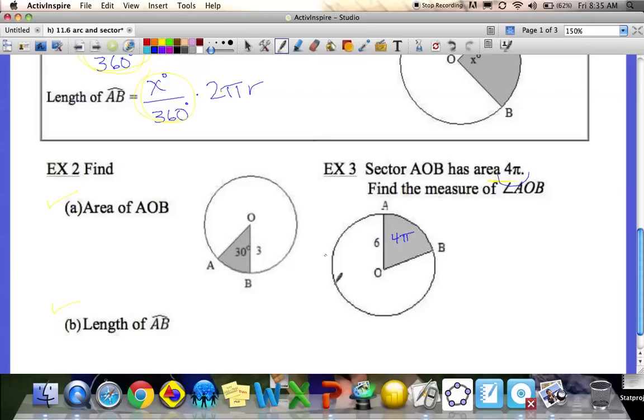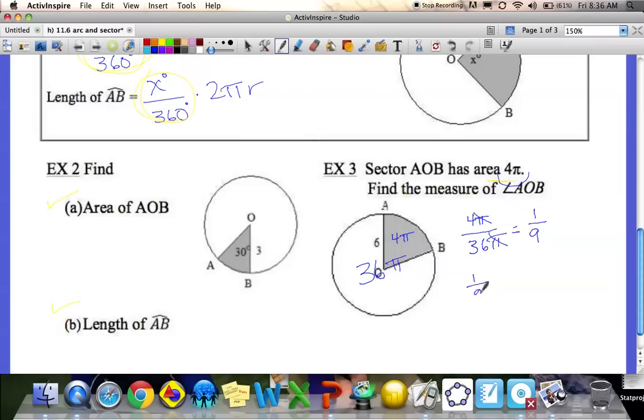But what would be the entire circle? Can we figure that out and figure out what percent this is of the entire circle? Well, the entire circle is pi r squared. R is 6, so the entire circle is 36 pi. And we know that 4 pi is just the sector. So if we were to do 4 pi divided by 36 pi, the pi's cancel. This would be 1 over 9. So this is 1/9 of the whole circle.